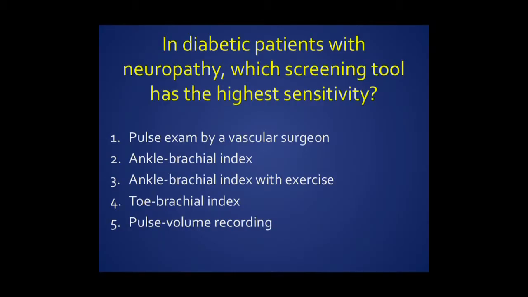And in diabetic patients with neuropathy, which would be the best screening tool, the one that would have the highest sensitivity? Either the pulse exam by the vascular surgeon, the ABI with exercise, the toe brachial index, or the pulse volume recording. Very good. So the toe brachial index is the one that has the highest sensitivity, but the pulse volume recording is actually very good also, as you'll see.